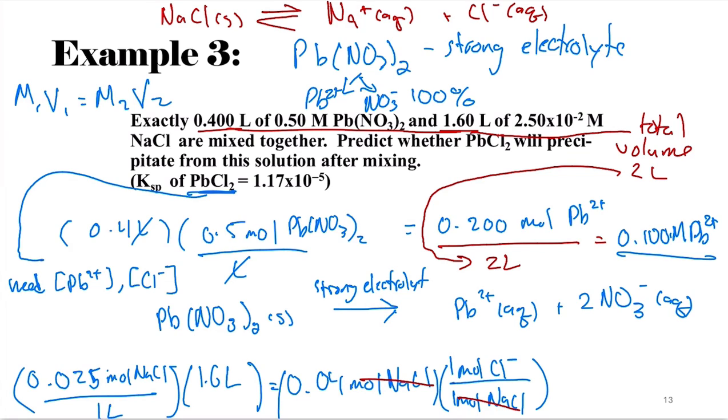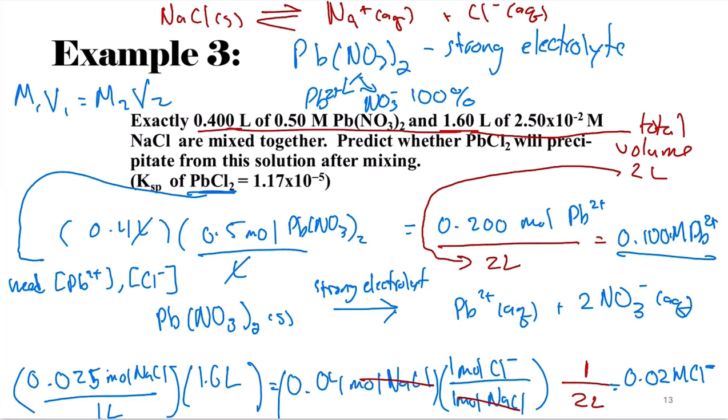Divide by the total volume. Yeah, we divide it by the total volume, and that gives us our new concentration. So 1/2 L is the same thing as just dividing it by 2 L. We do that, and we get 0.02 molarity of chloride.